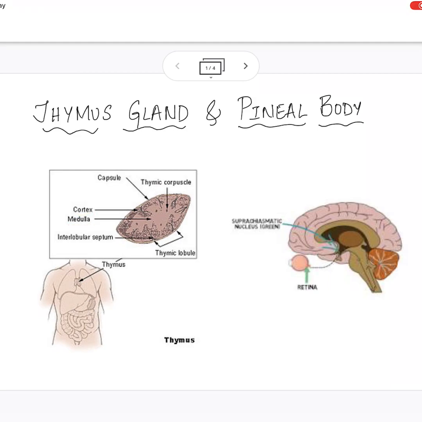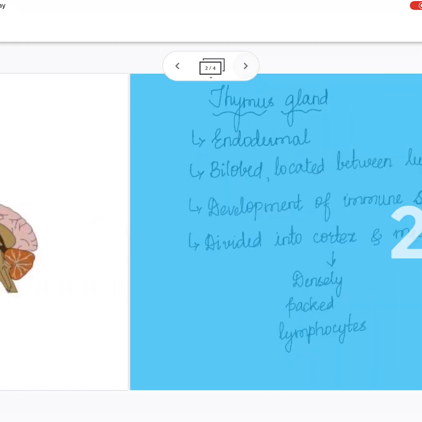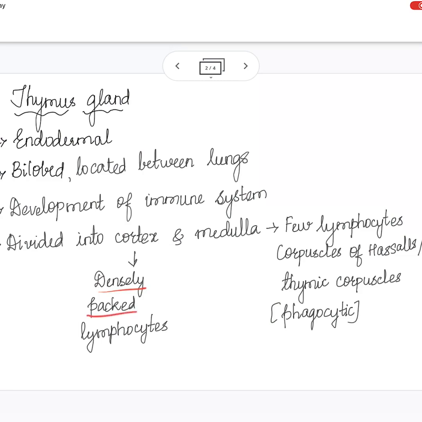Okay, now what does this cortex consist of? This cortex consists of densely packed lymphocytes. If you can see over here, very clearly seen, what are they made up of? They are densely packed with lymphocytes. Okay, what about medulla? Something related to defense mechanism. Medulla consists of few lymphocytes.